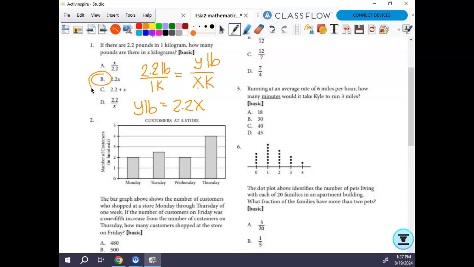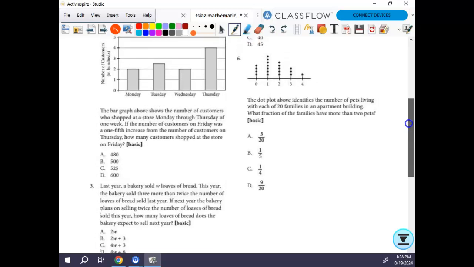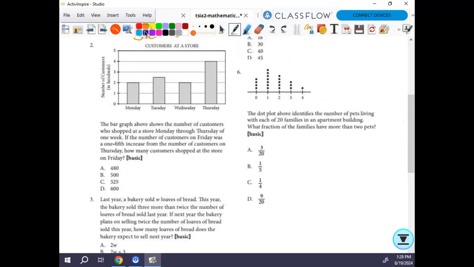All right. Customers at the store. These bar graphs. All right. The bar graph above shows the number of customers who shopped at a store Monday through Thursday. So, all right, that makes sense. If the number of customers on Friday was a 1/5 increase from the number of customers on Thursday, how many customers shopped at the store on Friday? So it was a 1/5 increase from Thursday. Thursday's at 4. Is it just 4, or is it 4 what? 400. So 400, right? And it's an increase from there.